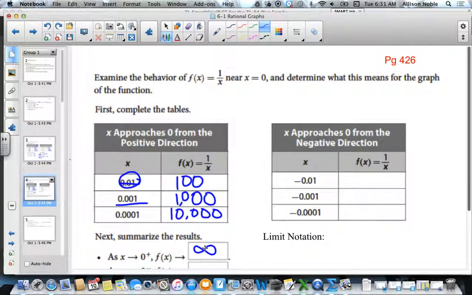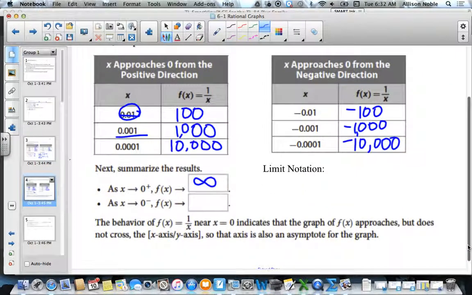And then if we plug in the negatives, it just changes the values. So it would just make these negative 100, negative 1,000, and negative 10,000. So instead of approaching positive infinity, as we approach from the left, coming from negative infinity towards 0, going to the right, our limit is approaching negative infinity.